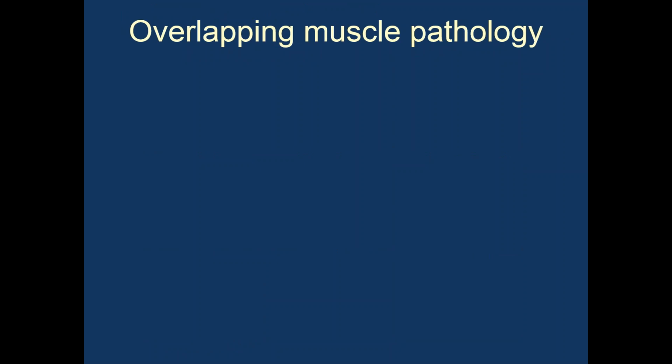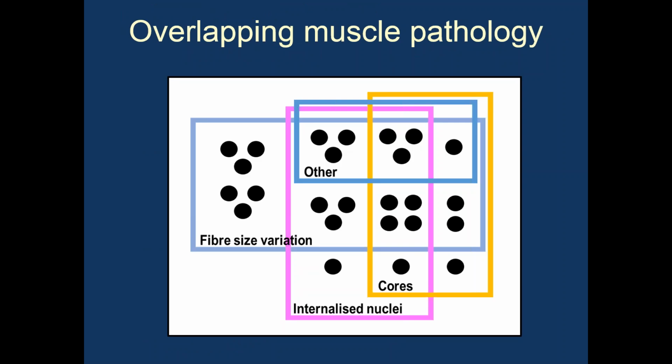And we actually tried to graph the amount of overlap between our features. So each dot in this particular picture represents a muscle biopsy. And you can see that there were quite a lot of patient biopsies that had more than one feature. So fibre size variation, very common. Internalized nuclei and cores, also very common. And then other structural features like caps.